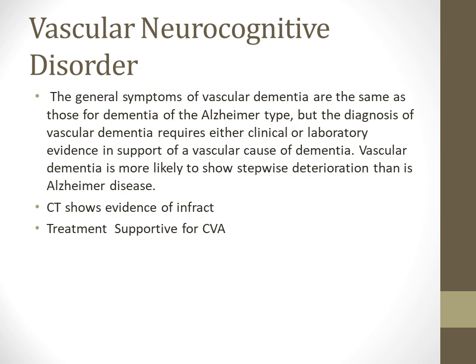Vascular neurocognitive disorder. The general symptoms of vascular dementia are the same as those for dementia of Alzheimer type, but the diagnosis of vascular dementia requires either clinical or laboratory evidence in support of vascular cause of dementia. Vascular dementia is more likely to show a stepwise deterioration than is Alzheimer's disease. CT scan shows the evidence of infarct. Treatment is supportive.